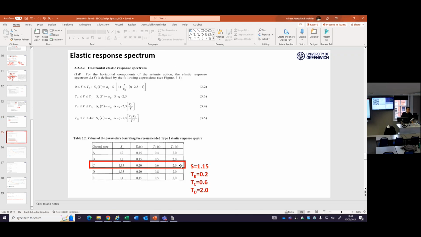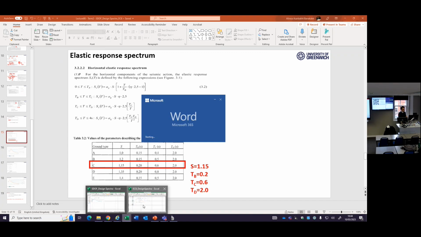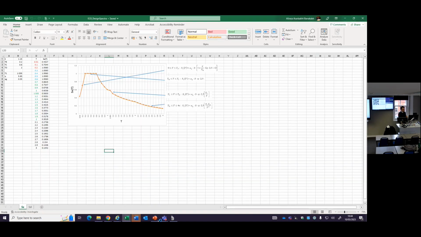For example, here, based on ground type A, B, C, D, E, the soil type, you will get some parameters, put them in here, and you will come up with those kinds of shapes. I also put everything together in the Excel, with the numbers. If you change anything, it will change. So this is the shape of spectral acceleration in Eurocode 8.